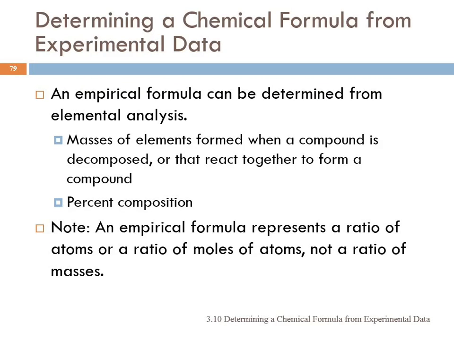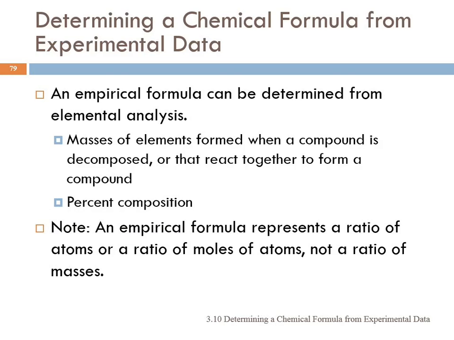Determining a chemical formula from experimental data. Many chemical formulas were originally determined from experimental data where they took the compound and decomposed it into its elements and found out it has this much carbon and that much sulfur. Or they measured the masses that combined to form the total mass of the compound. So we can use that information.